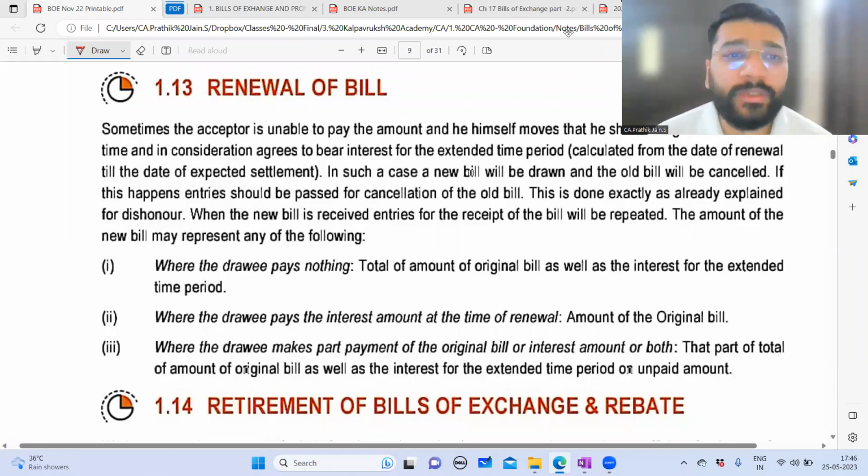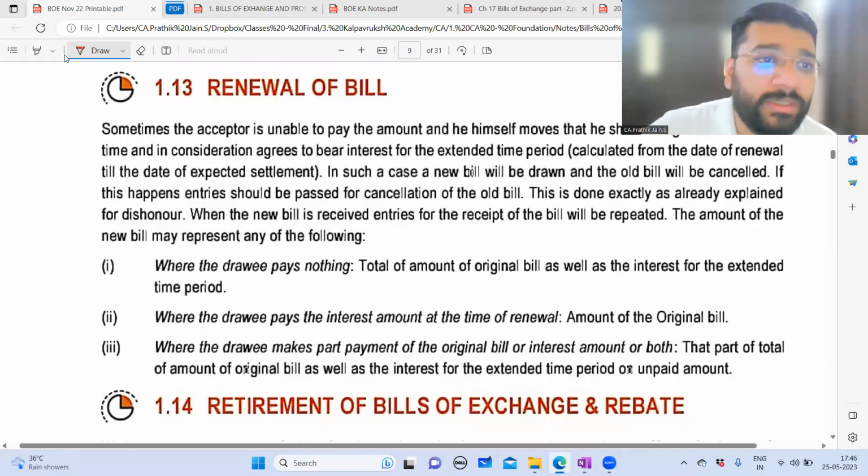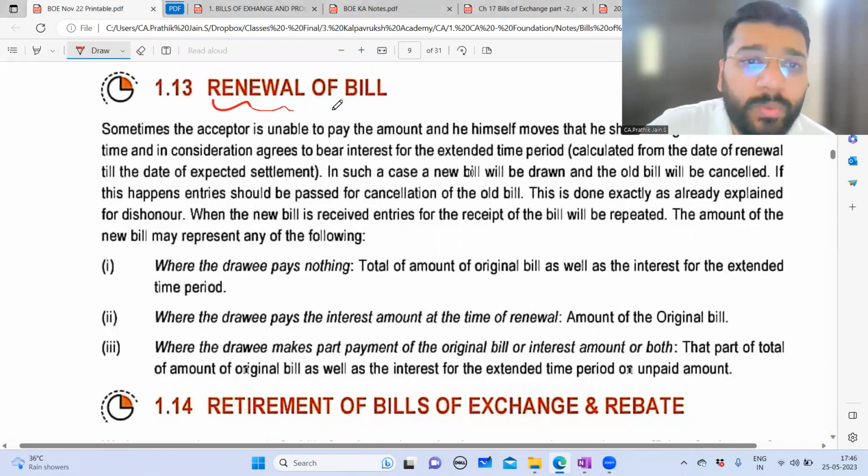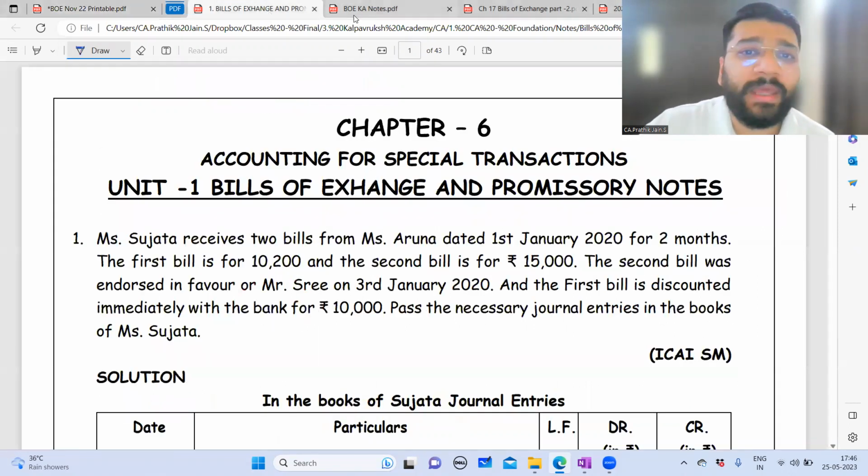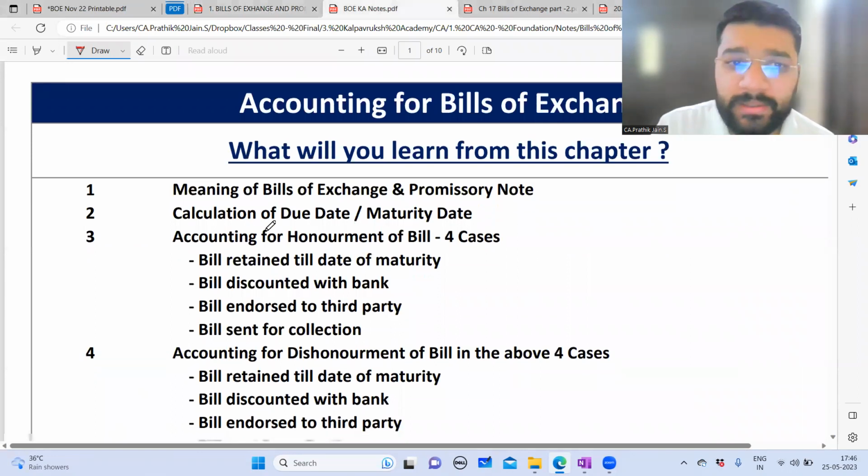So, guys, we are doing this chapter on bills of exchange. And today we are going to begin with the new concept, which is renewal of the bill. So, guys, what have we completed so far? Let's have a quick glance.